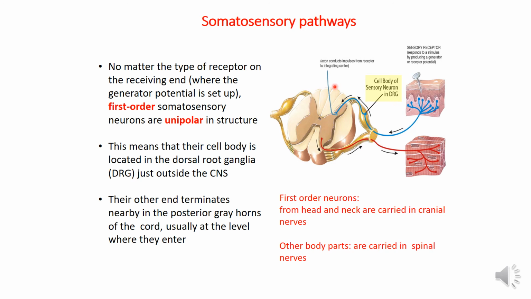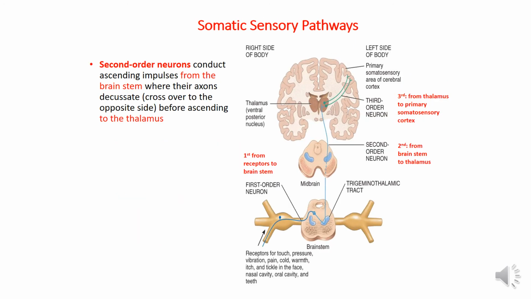Either in the spinal cord or in the brainstem, as in the dorsal column medial lemniscus pathway, the pathway specific for vibration, pressure, and proprioceptive sensation. Or their other end terminates nearby in the posterior gray horns of the cord, usually at the level where they enter, and that is specific for certain types of sensation, like what? Like the anterolateral system, another pathway we will study. It ascends directly in the dorsal column.